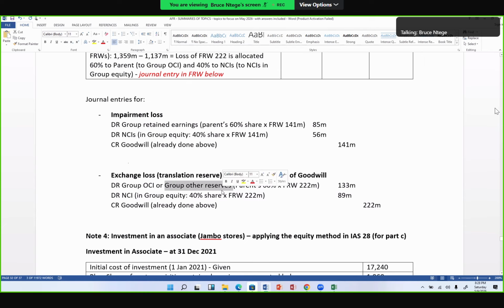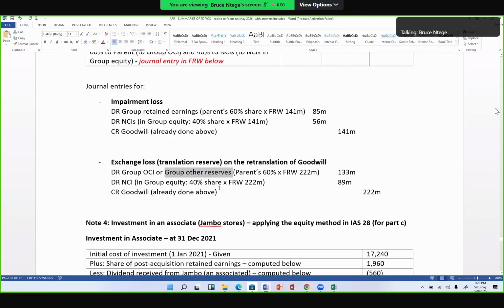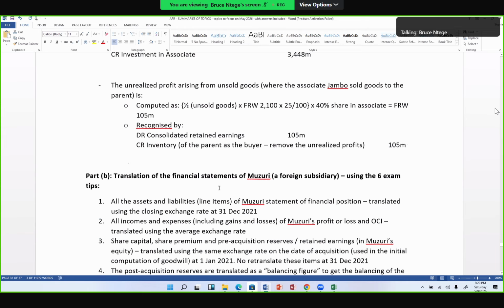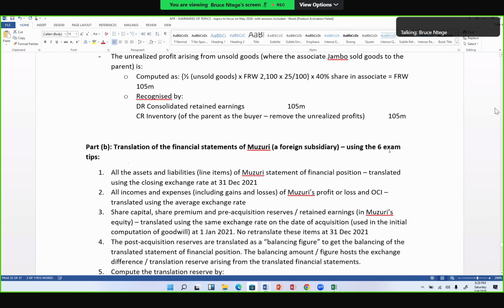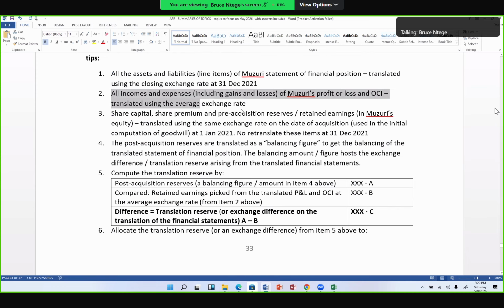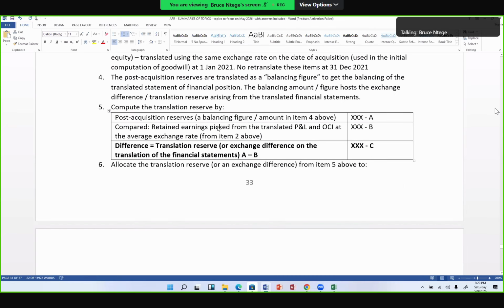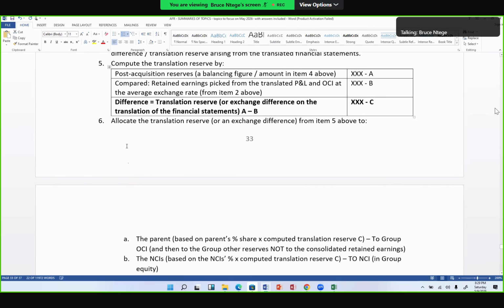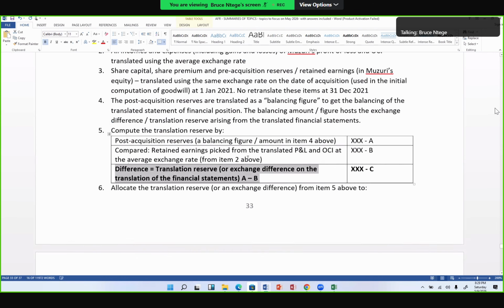Please stick it somewhere that if I go to this paper and the question there is a foreign operation, one of the things I've done here is to translate goodwill, and I've applied the 5 tips. The second thing you've done here is that you have also translated the financial statements of the subsidiary with the 6 tips. So I've done all those 6 things. Of course, there are cases where I didn't do the P&L, but I still brought that average rate when I was dealing with number 5, when I was getting that translation difference. But I've done the 6 things.